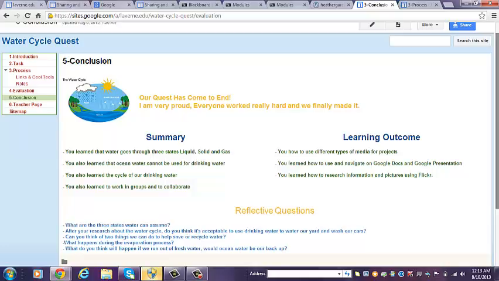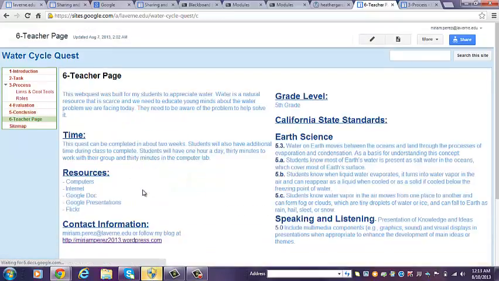And my last page is the teacher page. And in here, I included some information about the webquest, for example, the time that it will require to complete this assignment, some resources that were offered to the students, and my contact information.